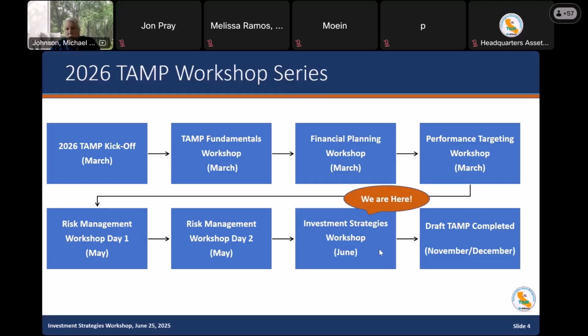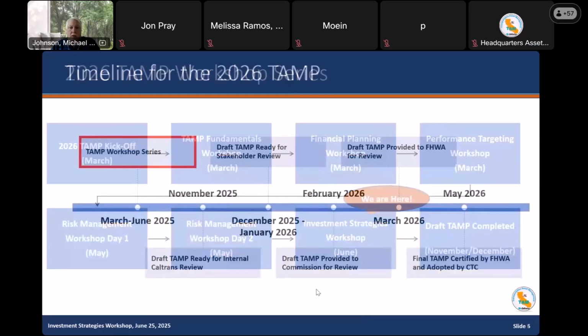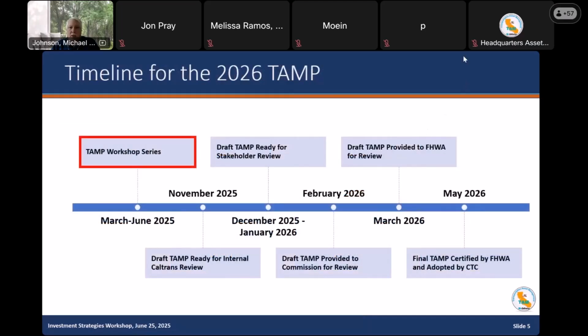So after today's workshop, there will be a bit of a break before you see anything as we get to actually writing all of the narrative of the TAMP and compiling information. But really between now and the deadline of August 15th for those worksheets, there's some work we can do in Caltrans, but we really can't dig in earnest until after we have all those worksheets. Okay, so timeline overall.